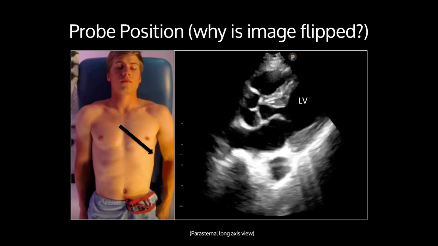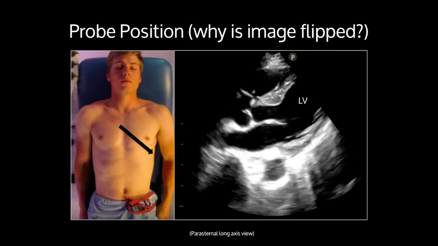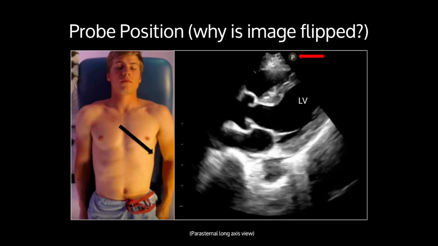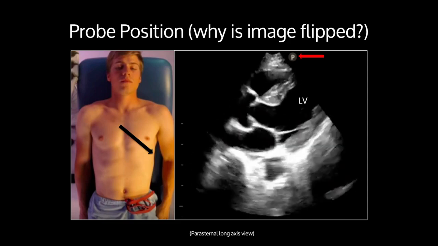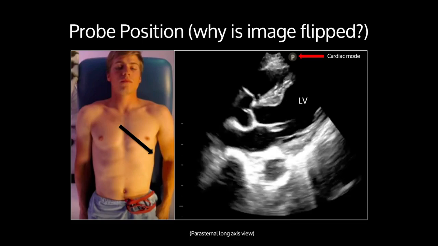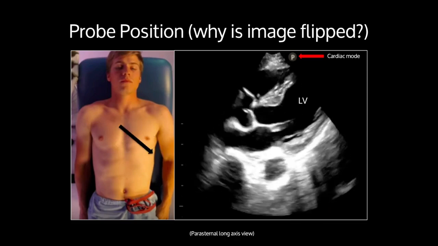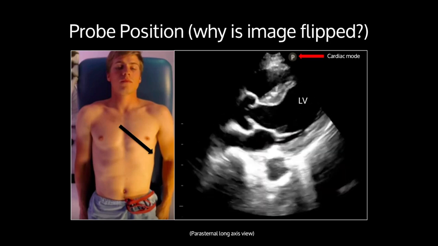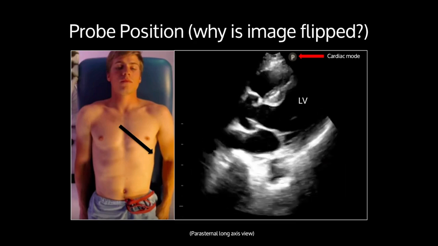So here the image looks different. It is actually flipped. Remember when I said that the LV should be on the left of the screen? Well, here it's on the right. Why is this image flipped? First, see that the indicator on the screen is on the right, which tells you that you are in cardiac mode. Then, see where the probe marker is facing, and in this case, it is facing down to the patient's left hip, the orientation in standard mode, not cardiac mode. Remember, in cardiac mode for parasternal long axis, probe indicator should point to the right shoulder.